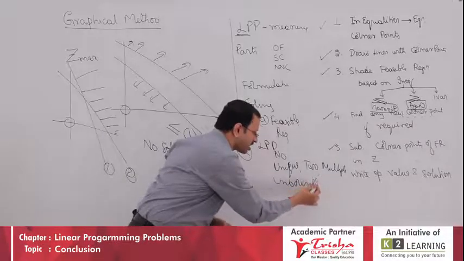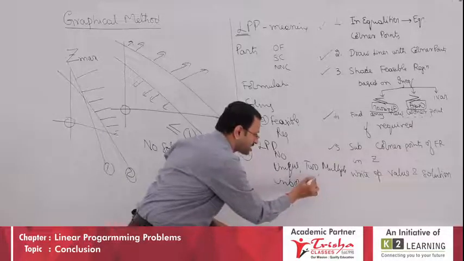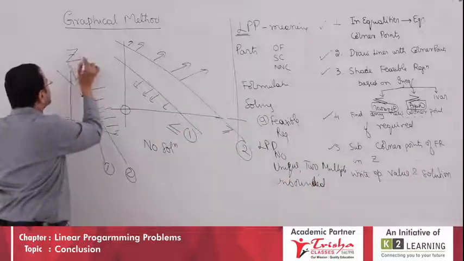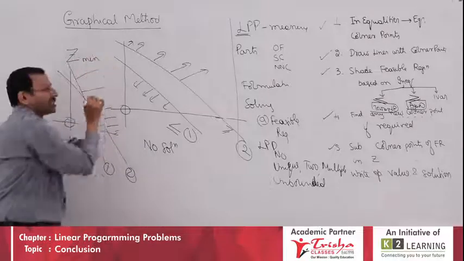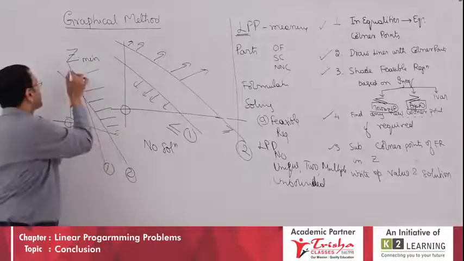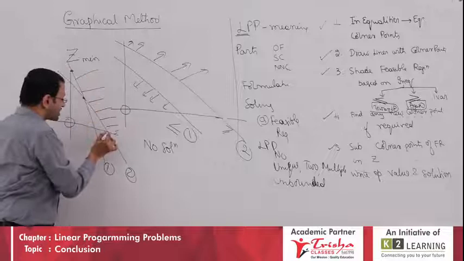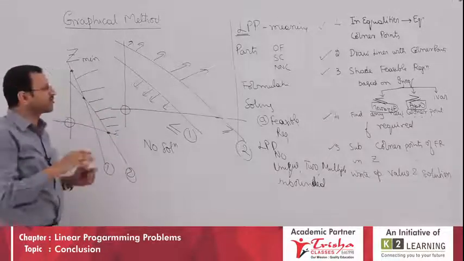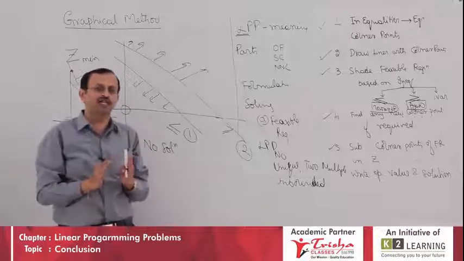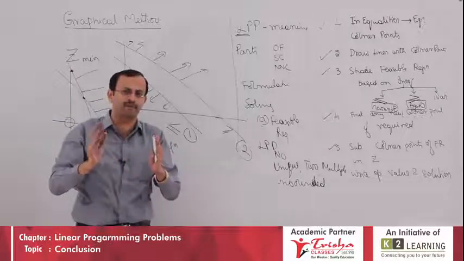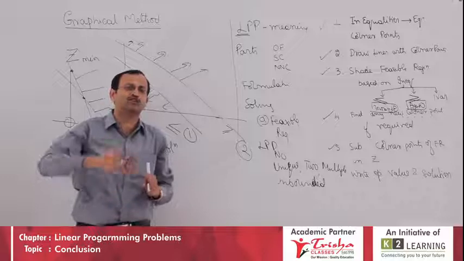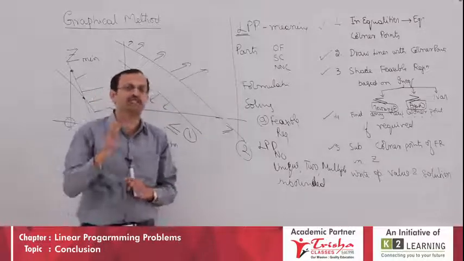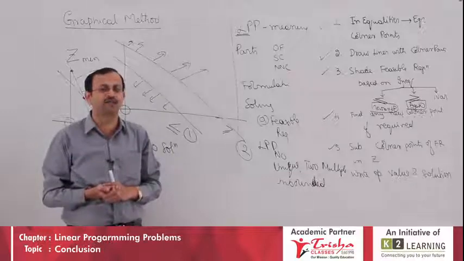If it is the same unbounded one, but if it is a question of Z minimum, your answer cannot be unbounded. Minimum value lies at the initial points, substitute that and you will conclude. With this, we will conclude this chapter, linear programming problem, very important and interesting. As you proceed in the higher studies, this chapter again you learn.